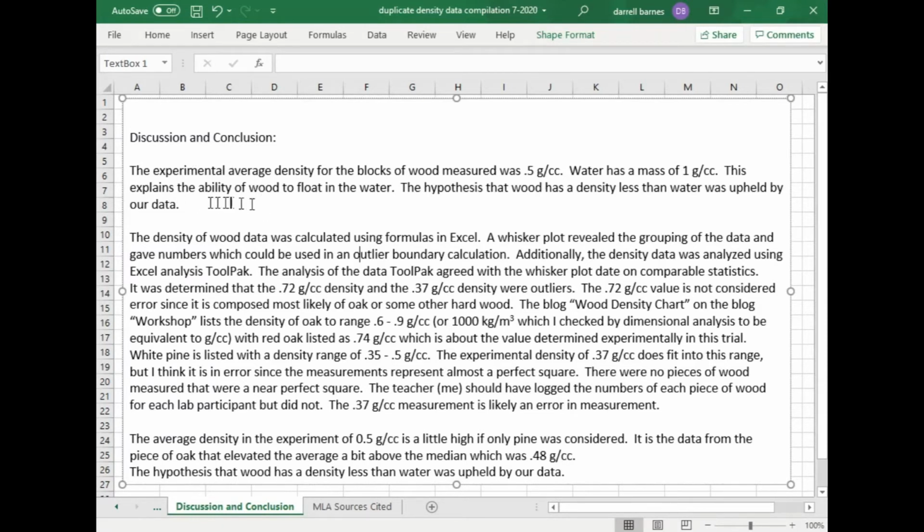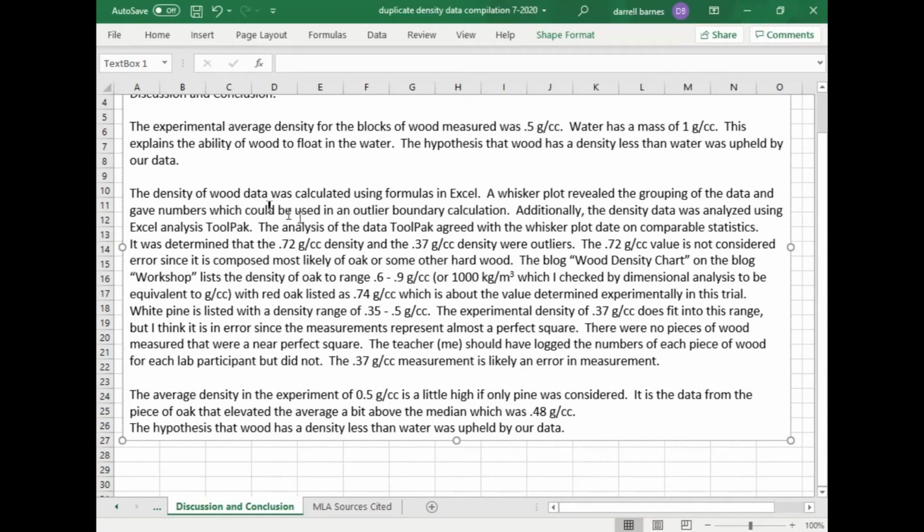Discussion and conclusion. The experimental average density for the blocks of wood measured was 0.5 grams per cc. Water has a mass of 1 gram per cc. This explains the ability of wood to float in the water. The hypothesis that wood has a density less than water was upheld by our data. Lovely. Beautiful. The density of wood data was calculated using formulas in Excel.